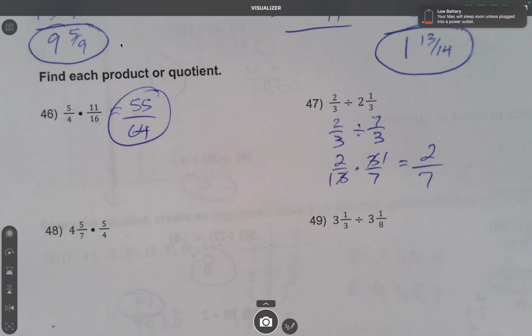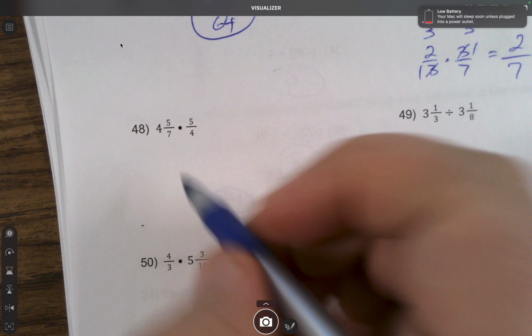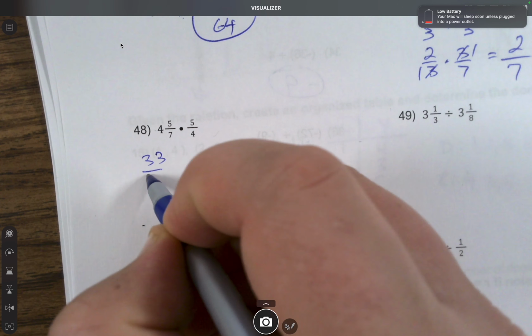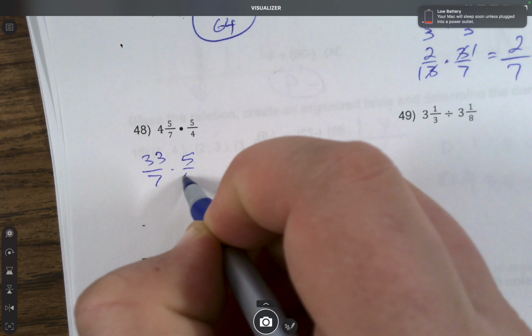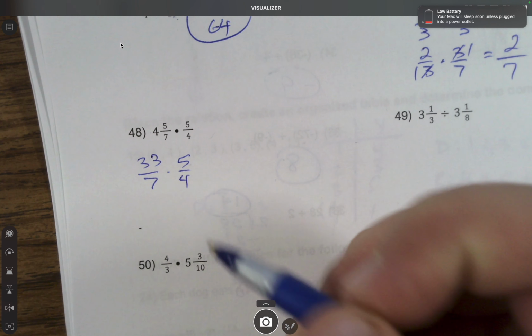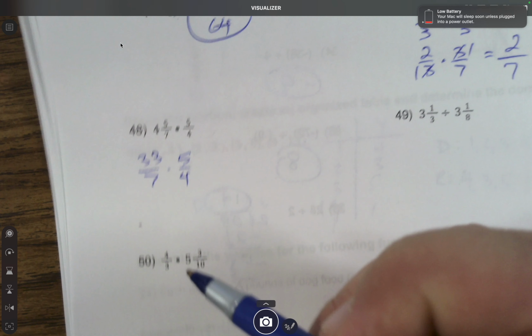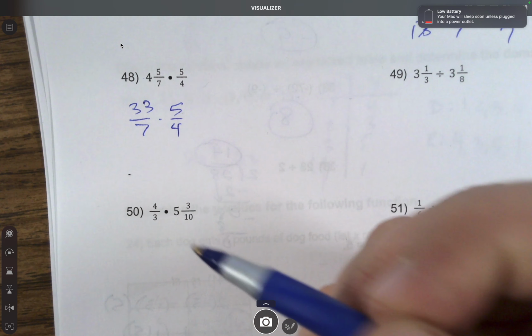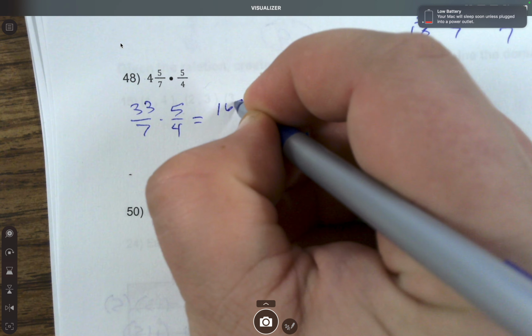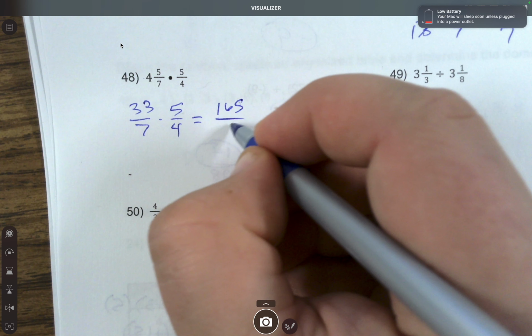Okay, 48 we'll also need to change to an improper fraction. So we'll say 4 times 7 is 28, plus 5 is 33. 4 and 33 have nothing in common. 5 and 7 have nothing in common, so we just multiply. 5 times 33 is 165. 7 times 4 is 28.